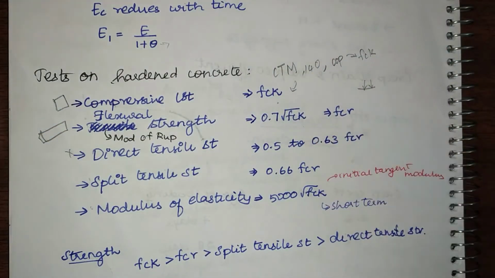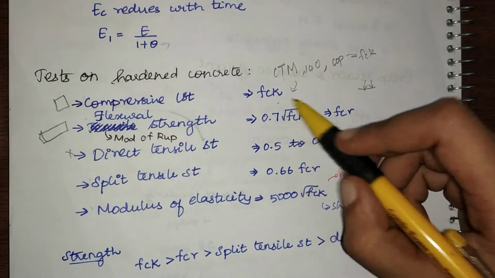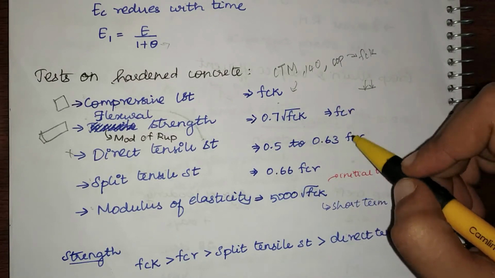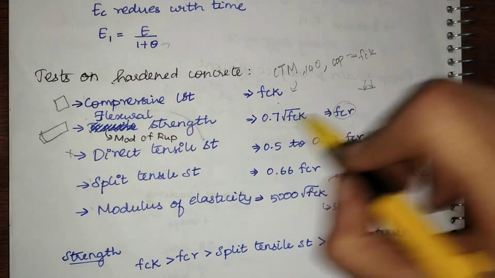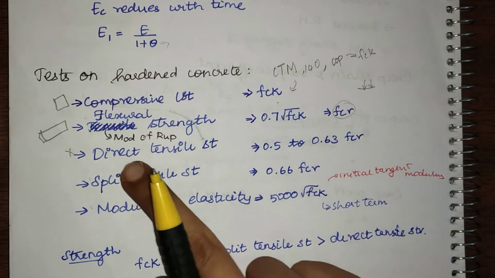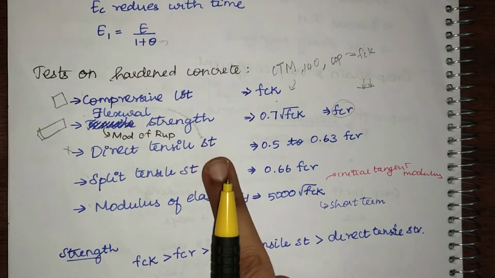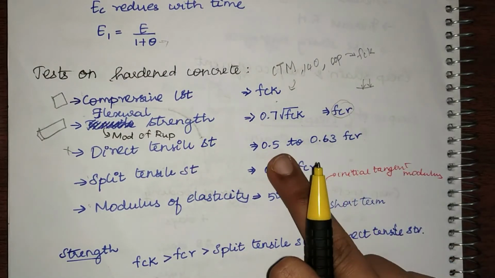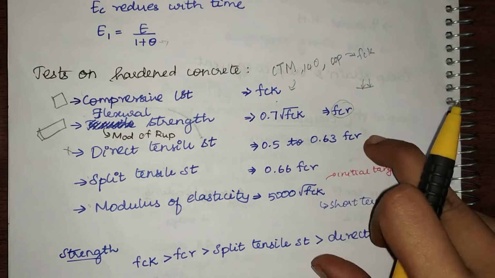And from FCK we can find flexural strength as 0.7 times root FCK, and let us denote the flexural strength by FCR, so that for the upcoming strengths it will be useful. Next is direct tensile strength. This can be computed from FCR as 0.5 to 0.63 times FCR.